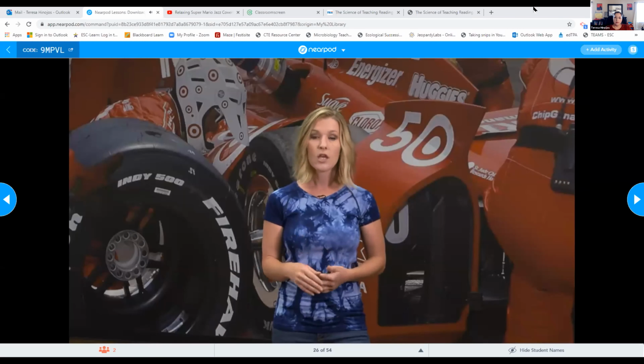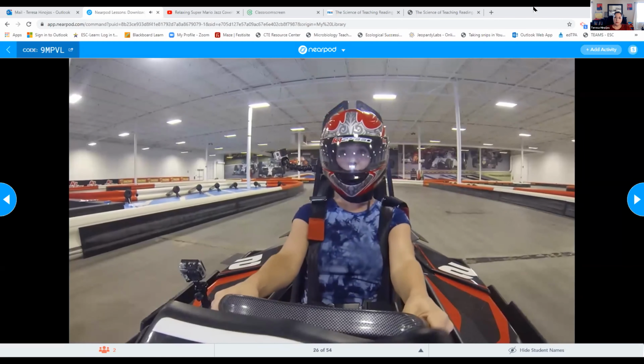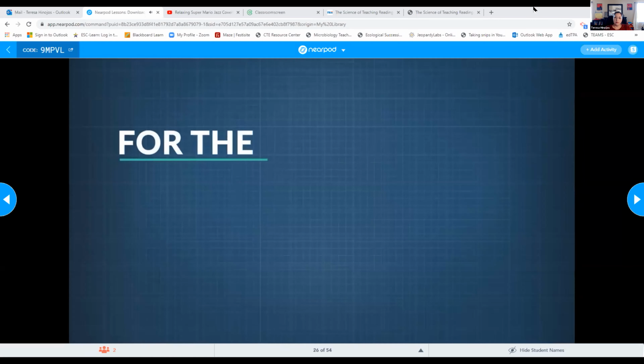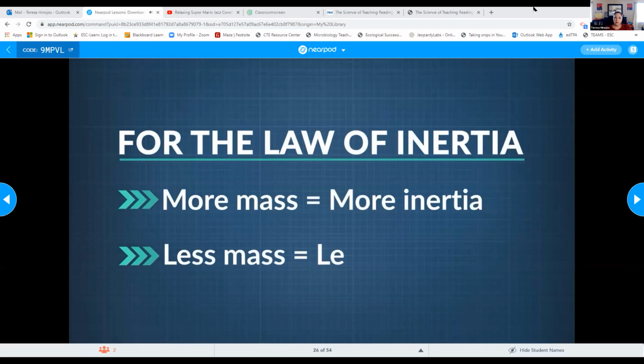Inertia is an object's resistance to change. So hit the brakes and my body wants to keep going forward. And the more massive the object, the more inertia it has and the more resistance to change. Let's look at an example.